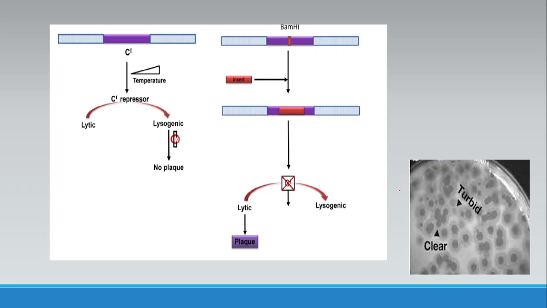Here you have the illustration which shows you the differentiation. If you are insertionally inactivating the cI gene, what happens? You get a clear plaque. So the turbid plaques are the non-recombinants and the clear plaques are the recombinants.